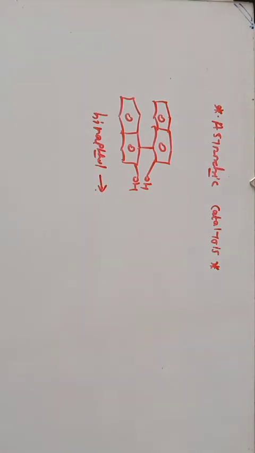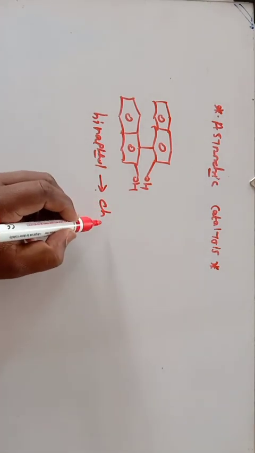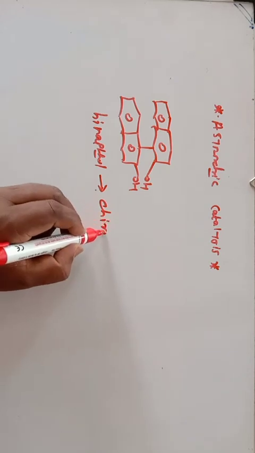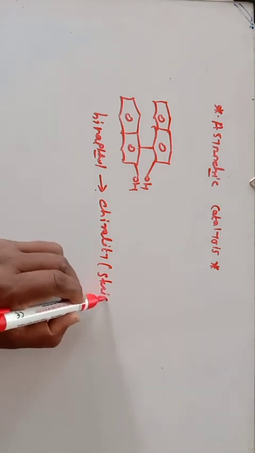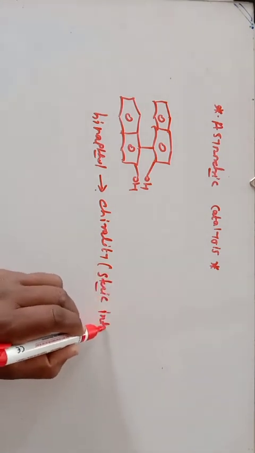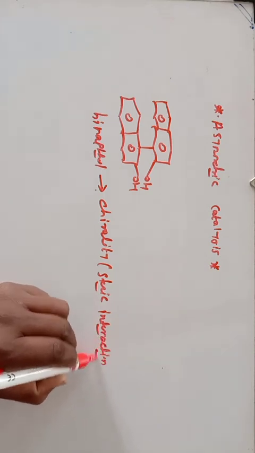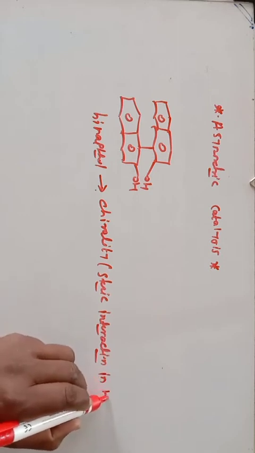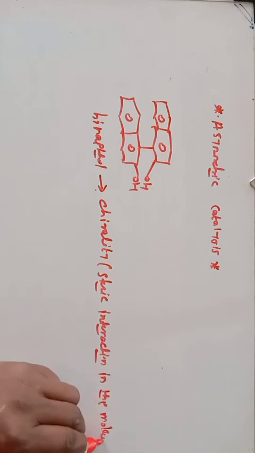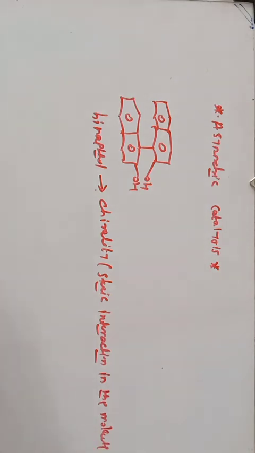Binaphthol is a chiral ligand, and whatever the chirality in this binaphthol ligand, it is due to the steric interaction in the molecule, which does not have a plane of symmetry. So the chirality is due to the steric interaction in a molecule that does not have a plane of symmetry.